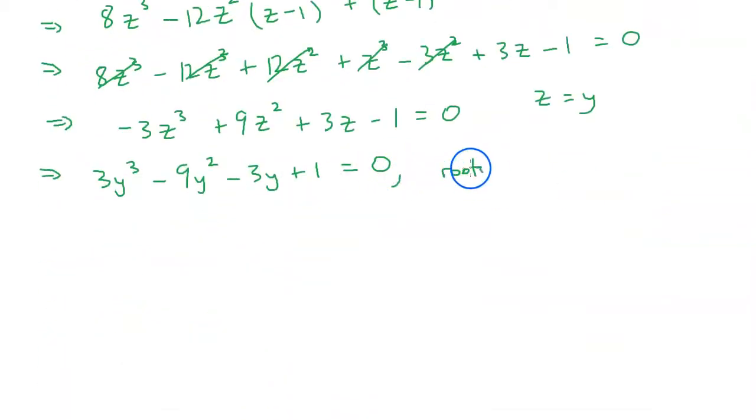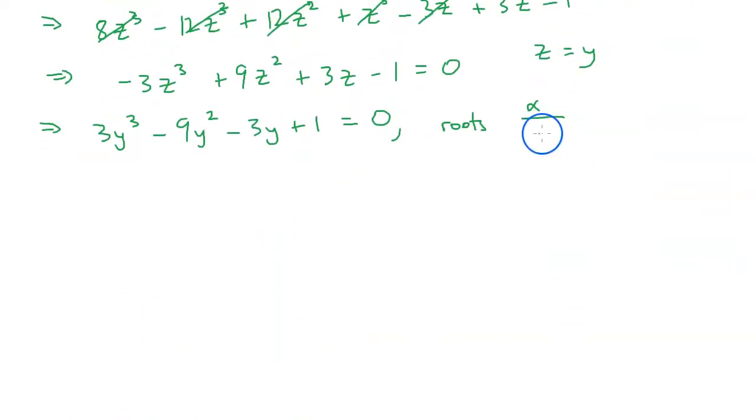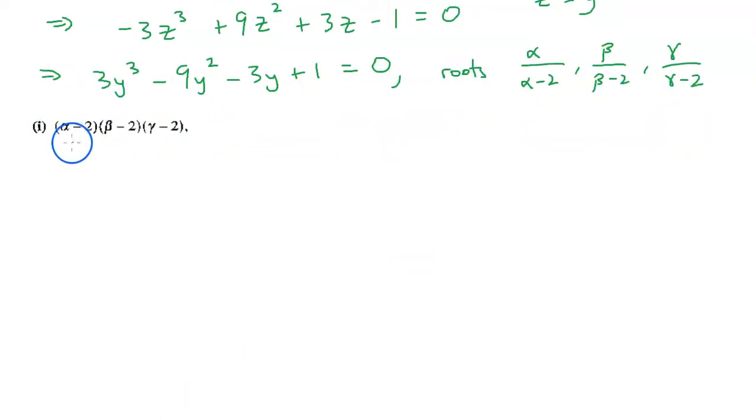And this thing has roots alpha divided by alpha minus 2, beta divided by beta minus 2, and gamma divided by gamma minus 2. Alright, now up next we are asked to find this thing here, and we can clearly see that if we take the product of all three of these roots, then this is going to be the denominator of that fraction. So let's go ahead and take that product, alpha beta gamma divided by alpha minus 2 times beta minus 2 times gamma minus 2.